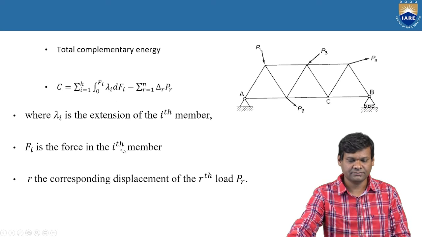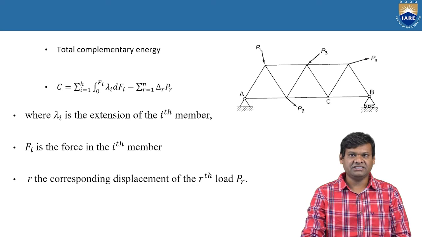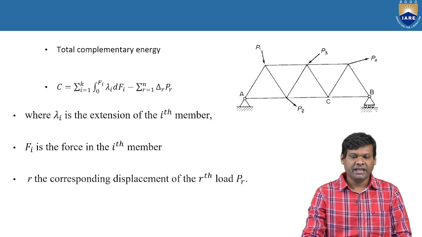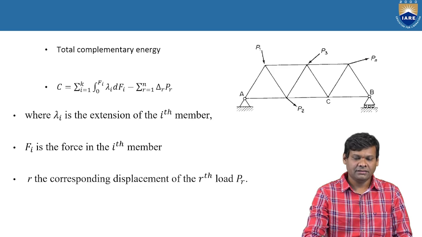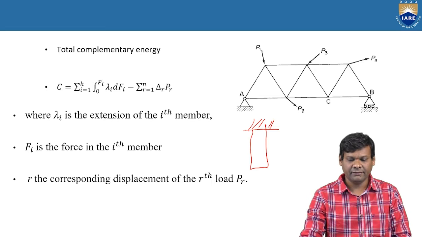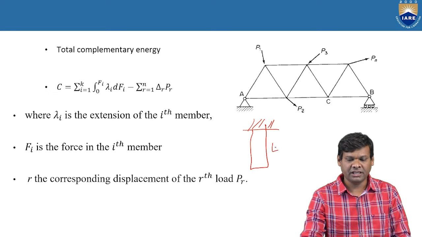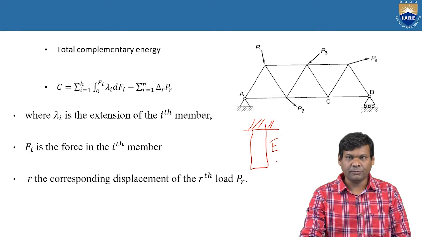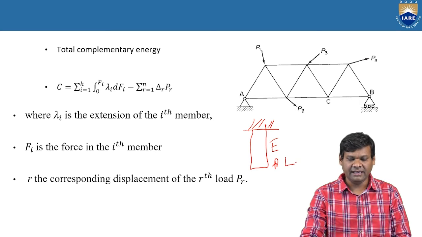Let us go through this. The first thing we need to do is construct the total complementary energy of a system, and you might have known this. For example, when you have a rod which is fixed at one end, it has a material property of E and a geometric property of area A and length L.